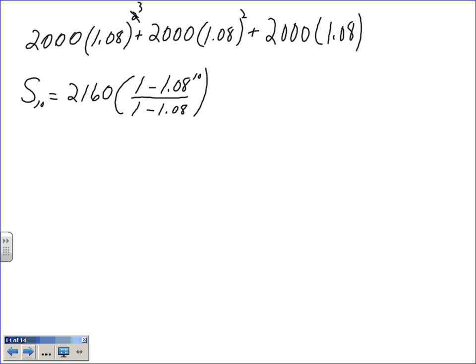Divided by, okay, I've got to use parentheses here. 1 minus 1.08. I get 14.4865647. And then I multiply that by the first term, which is 2160. Does your answer make sense? Yes. We put in 20,000. After 10 years with all the accumulated interest, we now have $31,290.97.